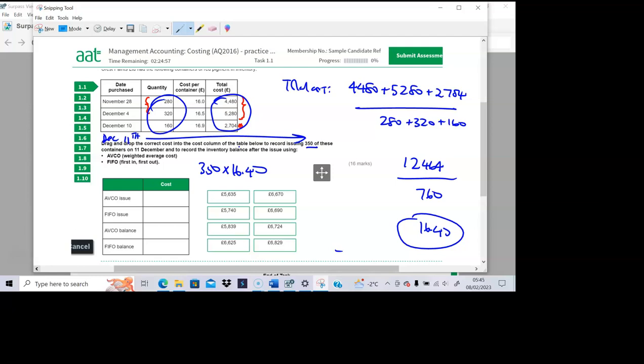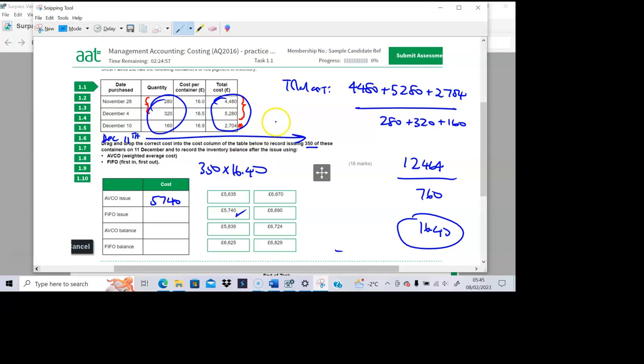So 350 times 16.40, I get 5740. 5740 is my issue cost, and that's this one.